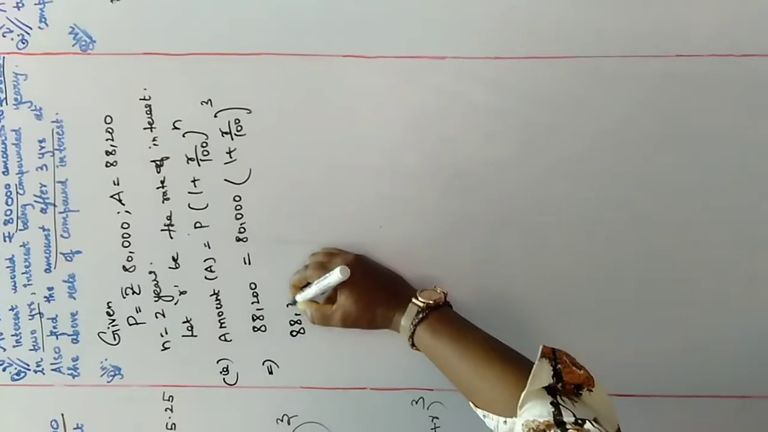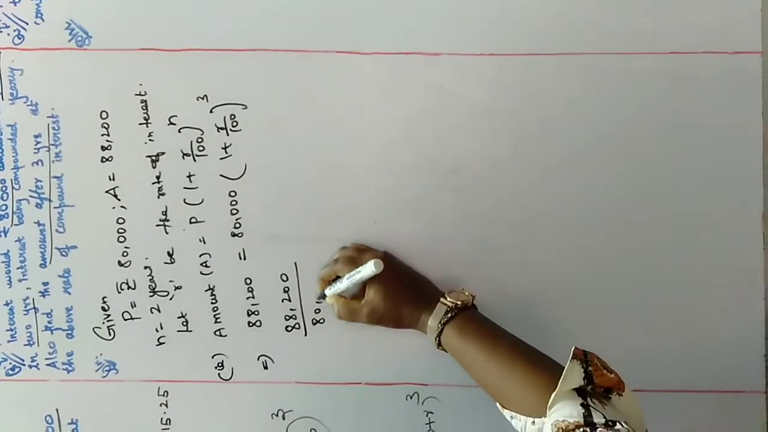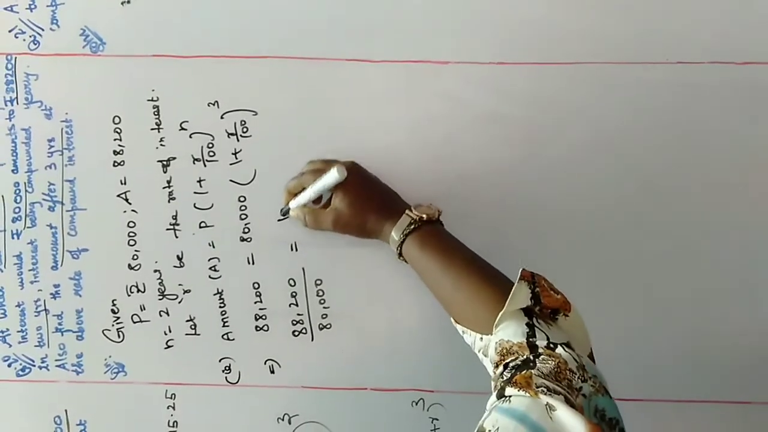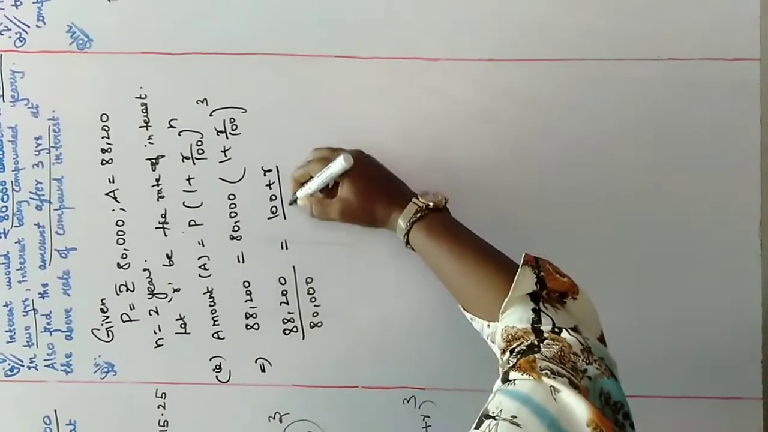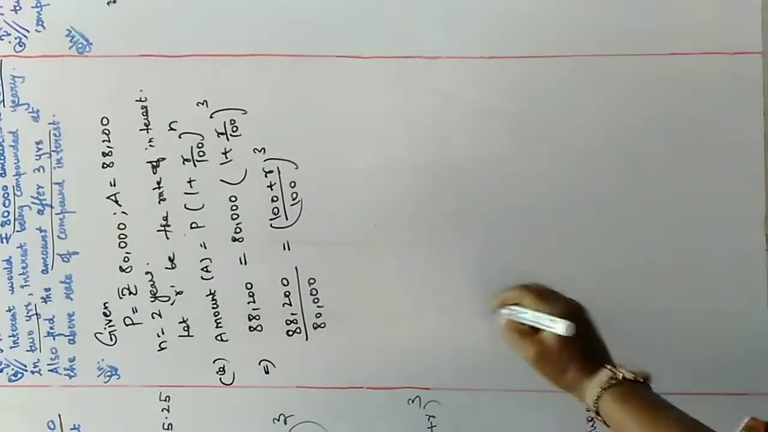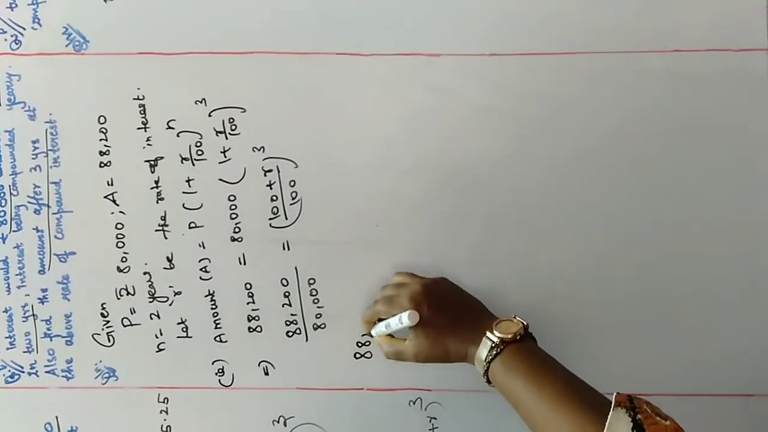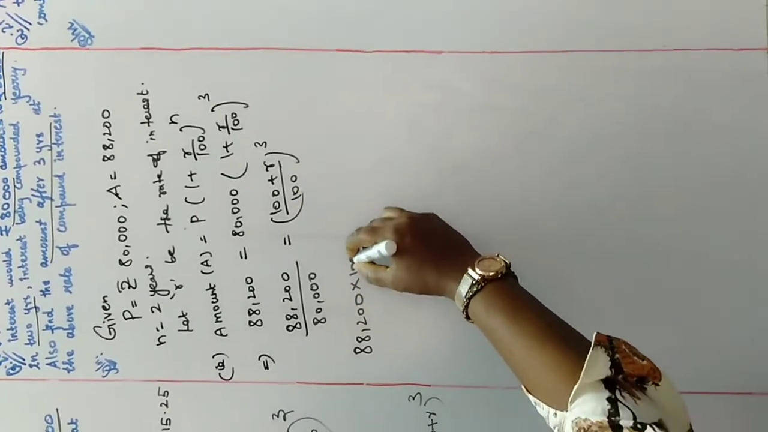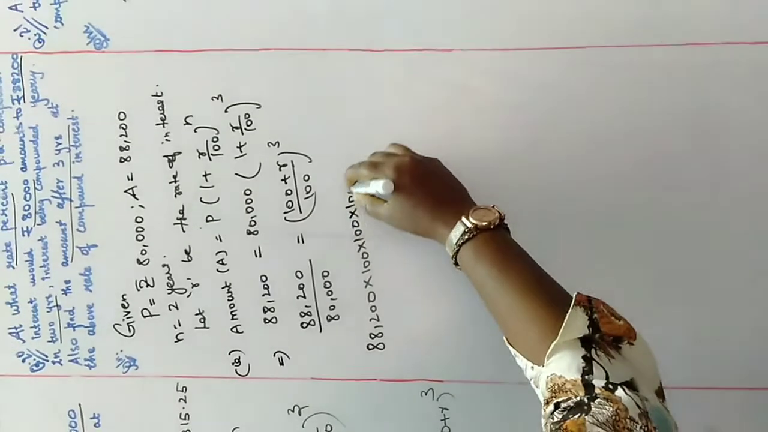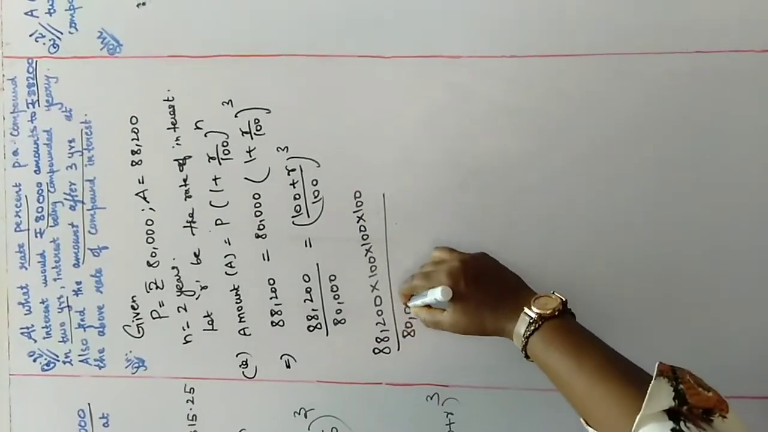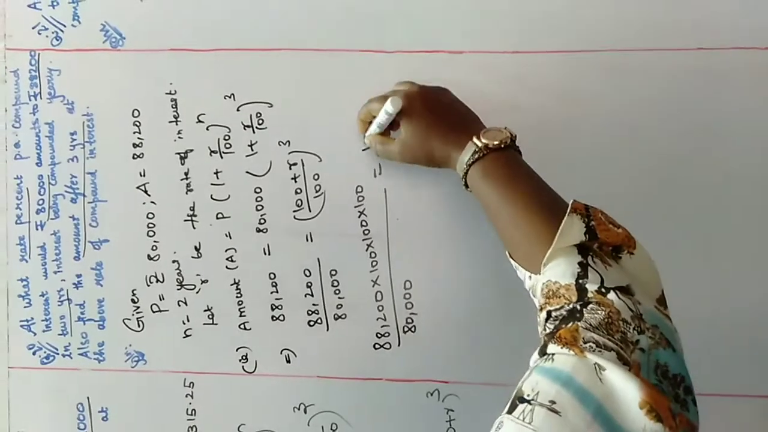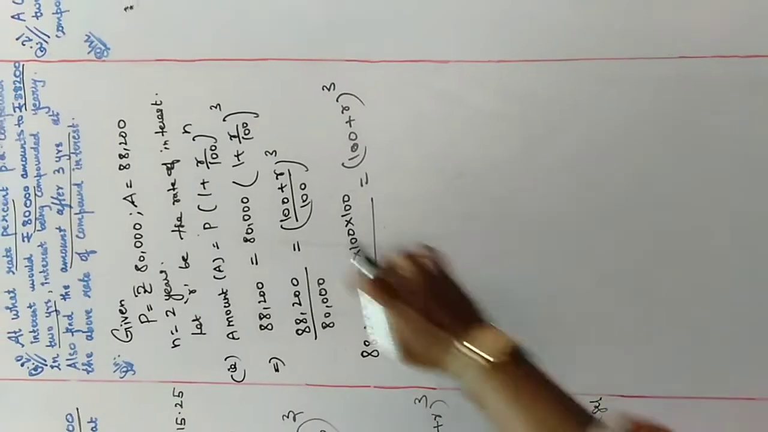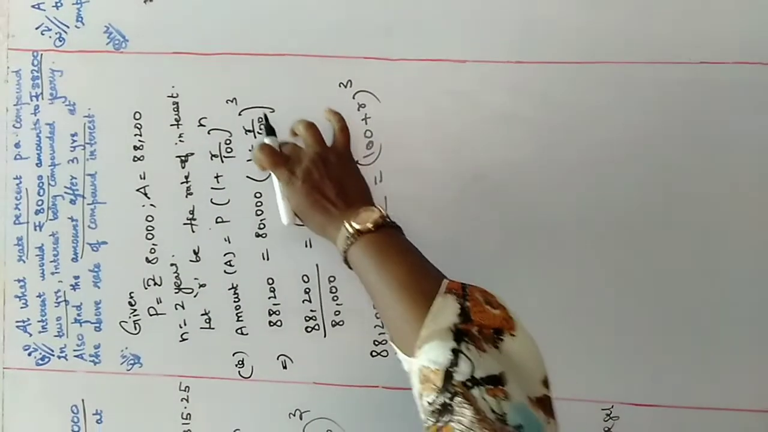Next, bringing that 80,000 to this side, we get 88,200 by 80,000, which is equal to, after taking the LCM on this side, (100 plus R) by 100 the whole power 3. Next, I am taking this 100 cube denominator to the other side, writing this denominator 80,000 here, and the numerator part of that side is (100 plus R) the whole cube as it is. So from here this is (100 plus R) the whole cube by 100 cube.